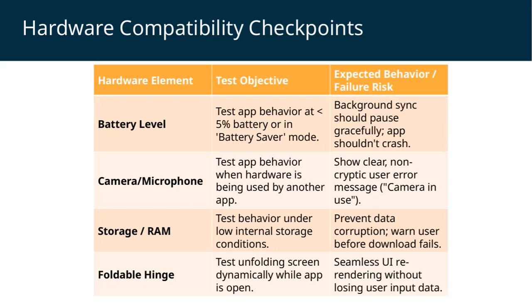When we test hardware compatibility, we focus on how the app behaves under specific conditions. For example, at low battery levels or in battery saver mode, the app should pause background syncing smoothly, no crashes allowed. If the camera or microphone is busy with another app, users need a clear, straightforward error message. Low storage or RAM: the app must protect data and warn users before downloads fail. And for foldable devices, the UI should adapt instantly when the screen unfolds, without losing any input. These checkpoints keep the experience solid across devices.